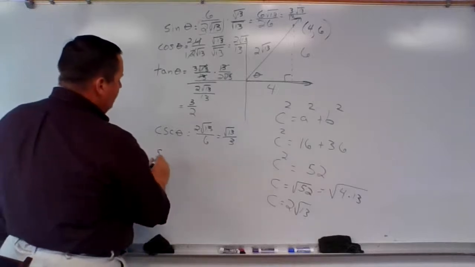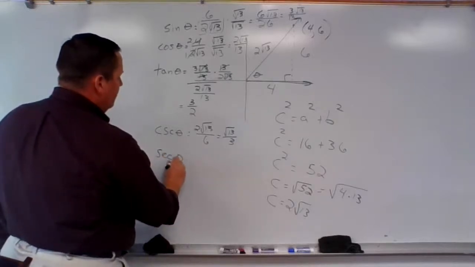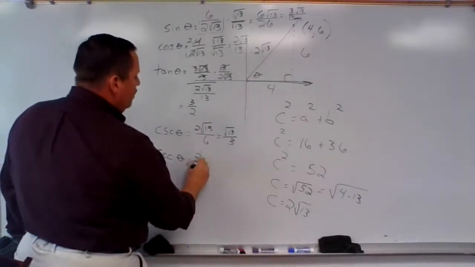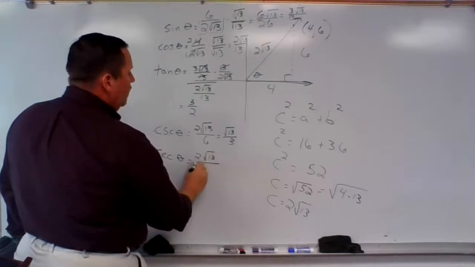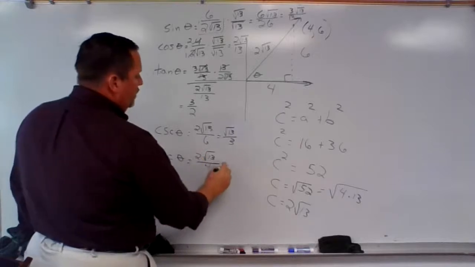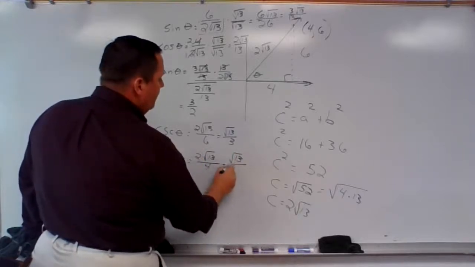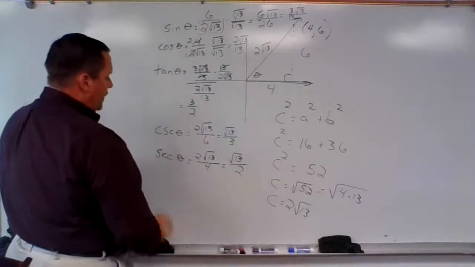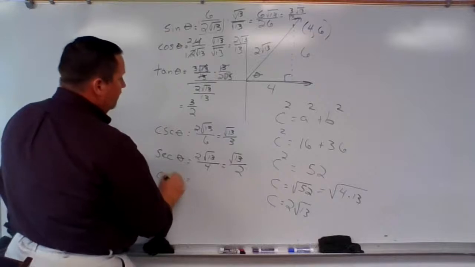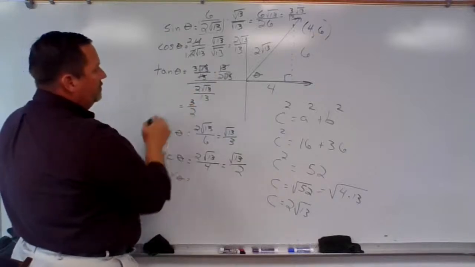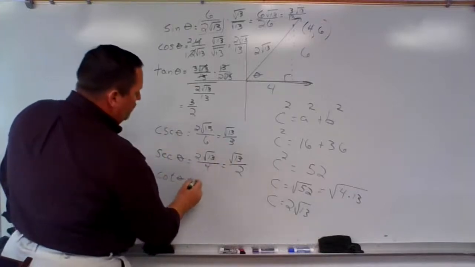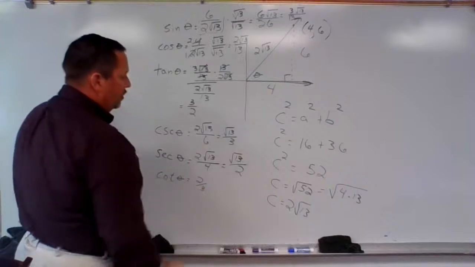Okay. Secant, hypotenuse over adjacent, 2 root 13 over 4. This reduces to 1/2. So I have root 13 over 2. And cotangent is the flip of tangent, or adjacent over opposite, which would just be 2/3.